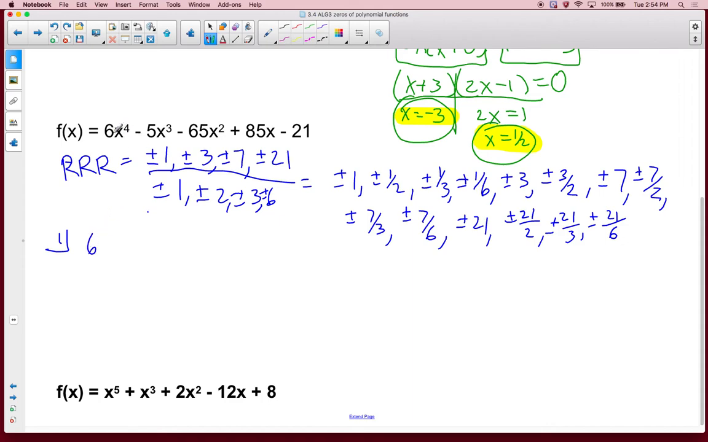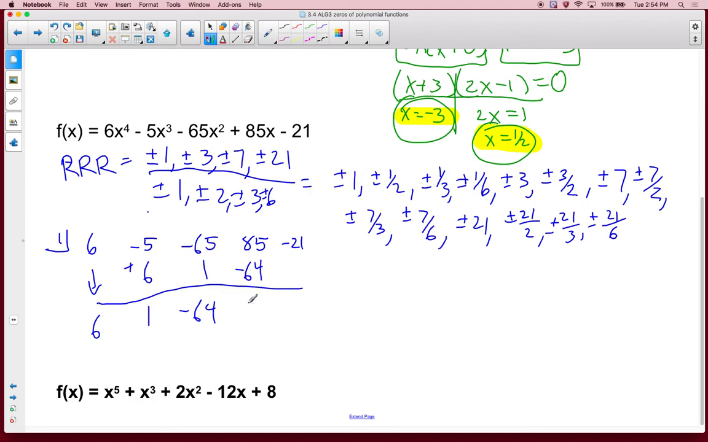Okay, so here we go. Here we have a 6. Make sure no terms are missing. -5, -65, 85, and -21. Oops, not very straight of a line, but that's okay. Okay, so here we go. We're going to multiply this out. 6 times 1 is 6. Adding these, we get a 1. Multiply, add. Keep going all the way to the end. Multiply, -64. Add, we get a 21. Multiply and add. Awesome. There we go.